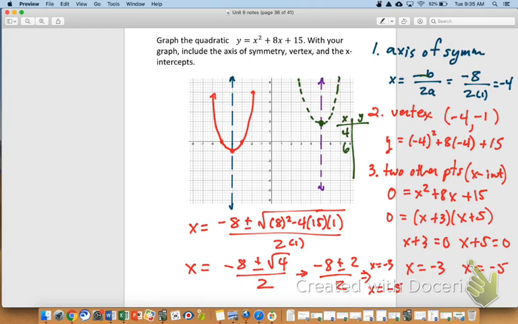Isn't one of them just to the left of the axis of symmetry? And the other one is just to the right of the axis of symmetry? So this would be a way that you could do this.